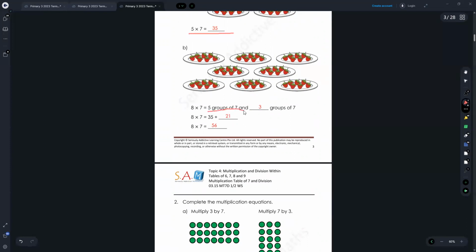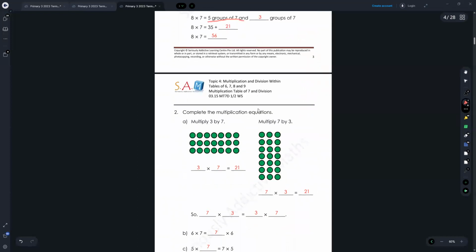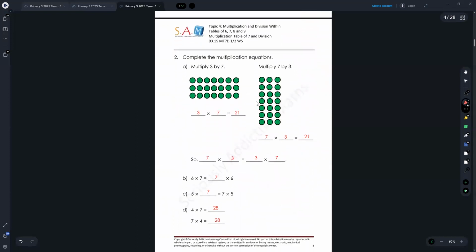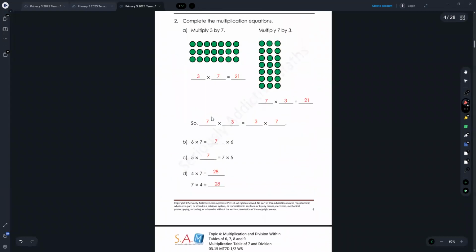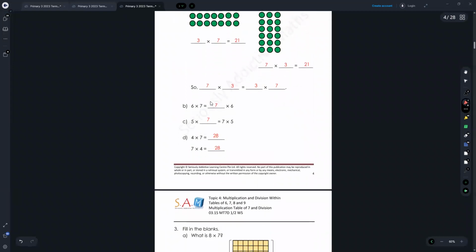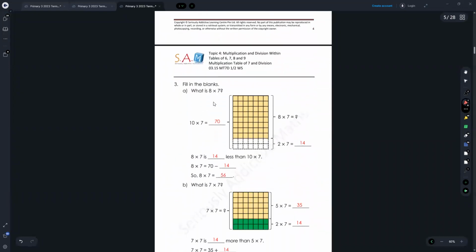So 5 times 7 is 5 groups of 7. For 8 times 7, you just need another 3 more groups, right? 5 plus 3 equals 8. So 3 groups of 7, so 21. So it's just to teach them this kind of differential, or they can just plus 7, plus 7, plus 7, and then they can get the answer. Okay, I foresee that some of them may have problem filling in all these blanks. So let's do this in class with them. Make sure that they do it correctly.